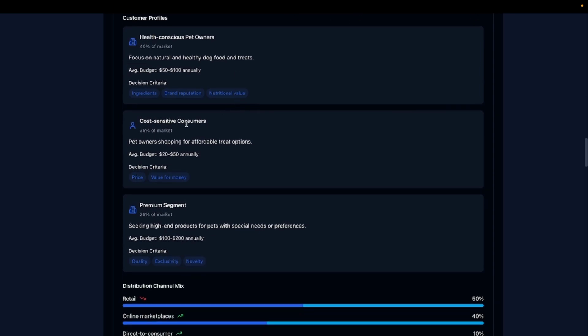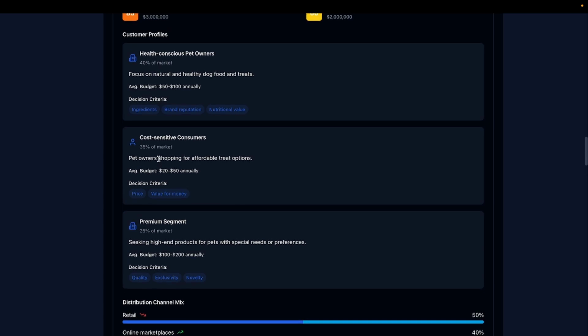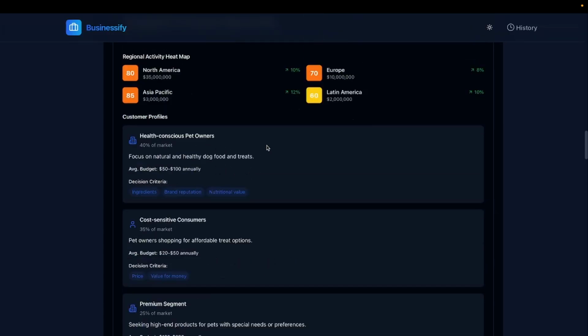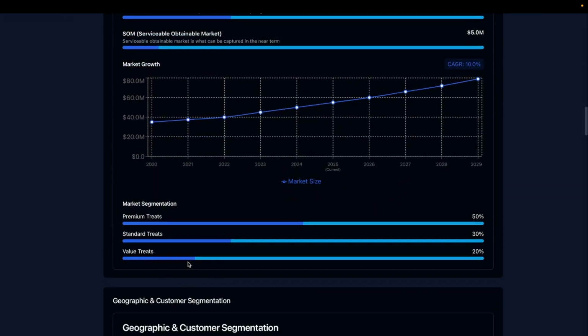Cost sensitive customers are your next people. It's sort of in descending order, right? So you've got cost sensitive customers. That's why, if you go back up here, you've got the value treats as a big player as well.